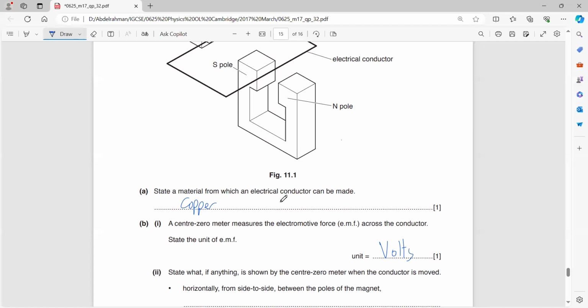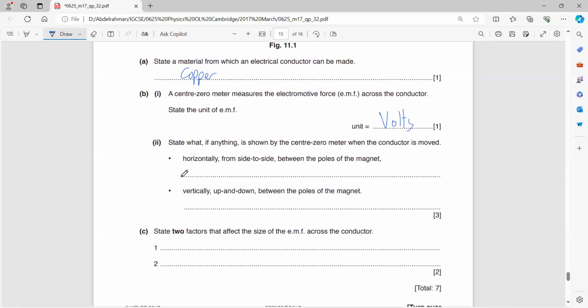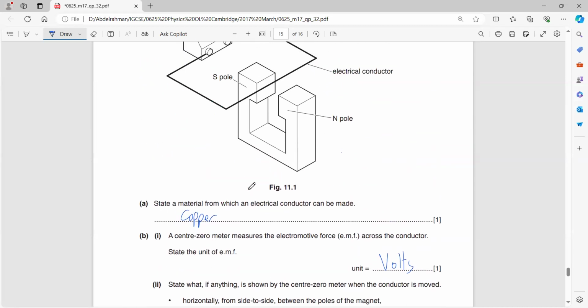State what, if anything, happens if it starts to move horizontally between the poles, starts to move in this direction, left and right. What will happen? Can someone tell me what will happen?